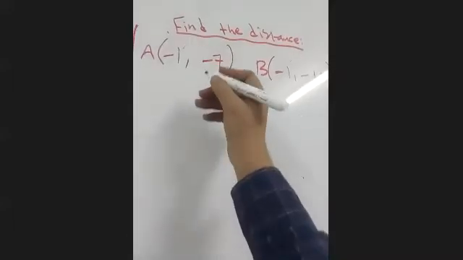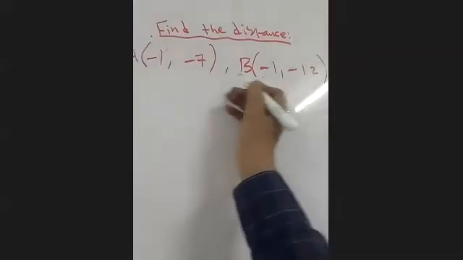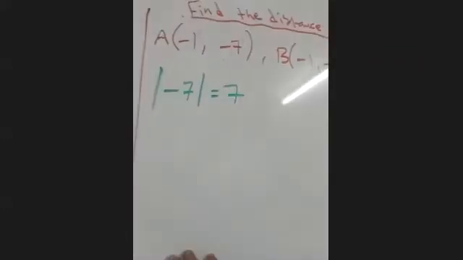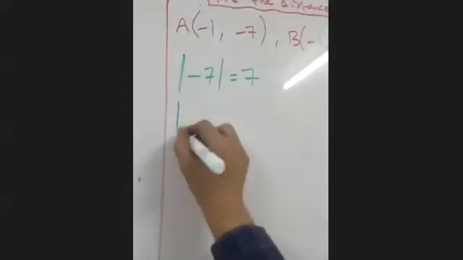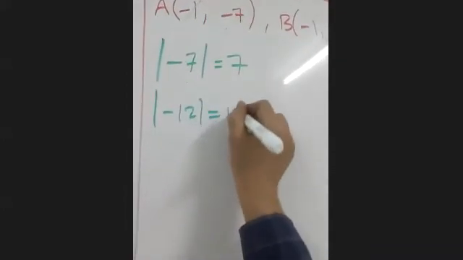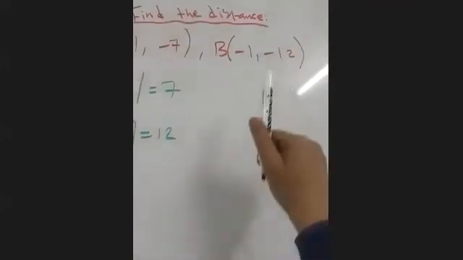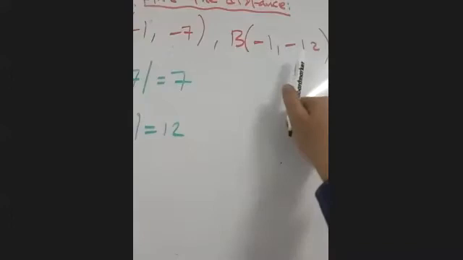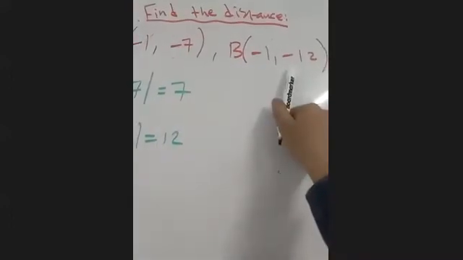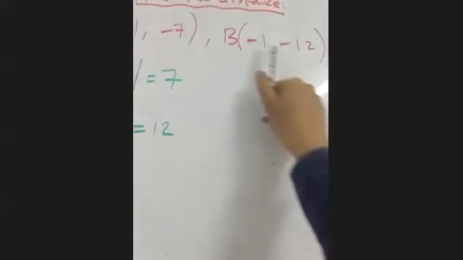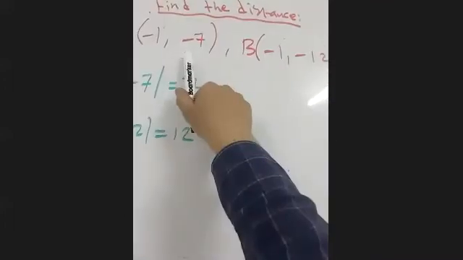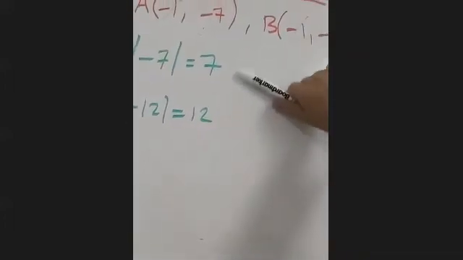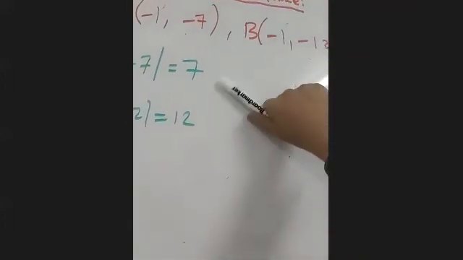Now we'll find the absolute value of the different numbers here. What's the absolute value of -7? It is 7. What's the absolute value of -12? It is 12. Now we take a look at the signs of -7 and -12. This is negative and this is negative. They have the same sign. If we have similar signs, guys, we subtract the absolute values.